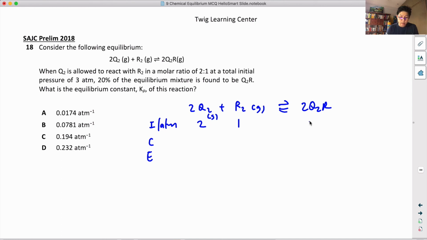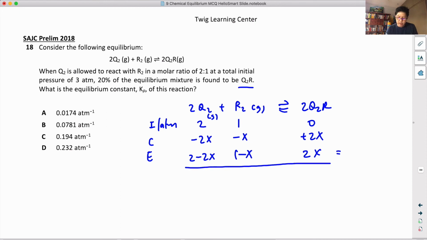Okay, this one I'm just going to put 0. Okay, 20% of the equilibrium mixture is found to be Q2R. So I'm going to put down minus 2x, minus x, plus 2x. Okay, so it's 2 minus 2x, 1 minus x, this is 2x. All right. They say 20% of the equilibrium mixture is found to be this. So I'm just going to sum up everything here. Sum up everything here will be 3 minus x. All right, 3 minus x.